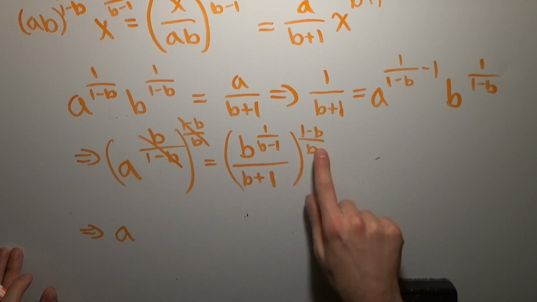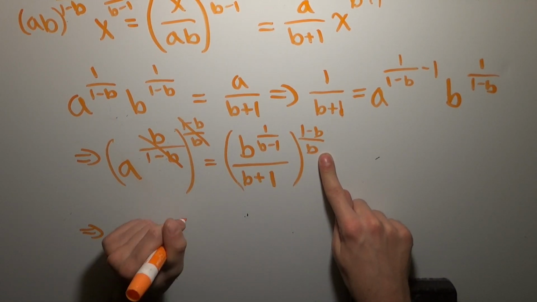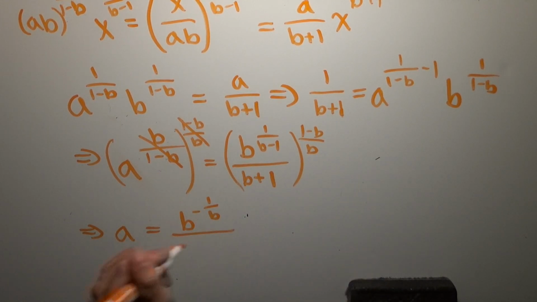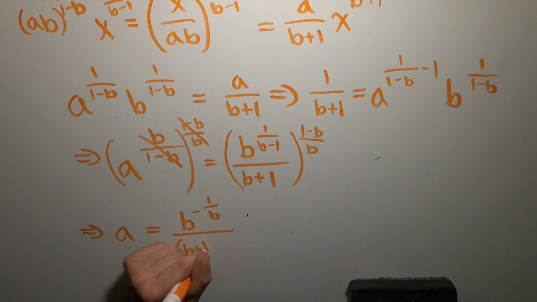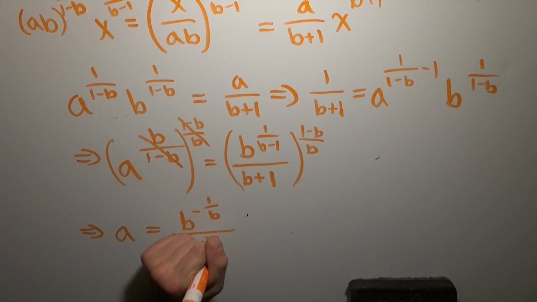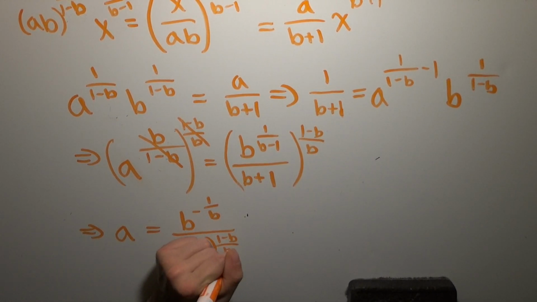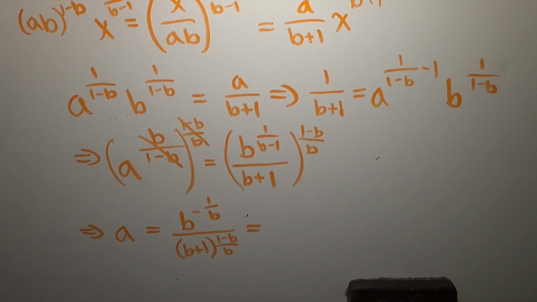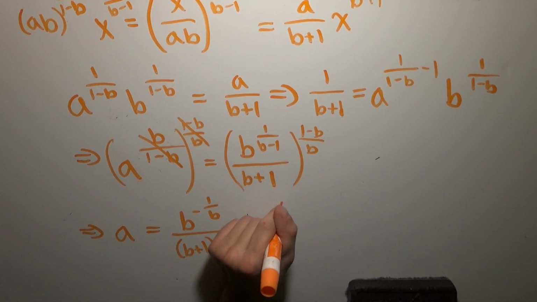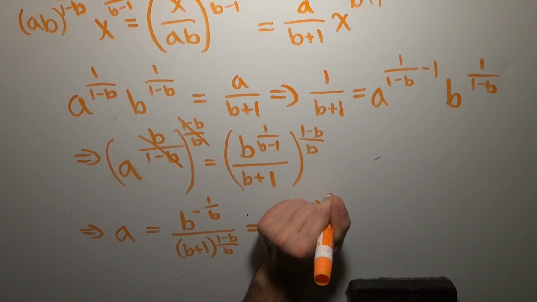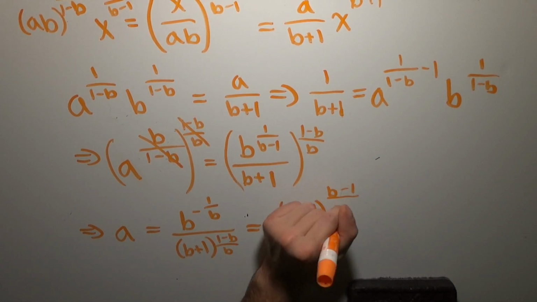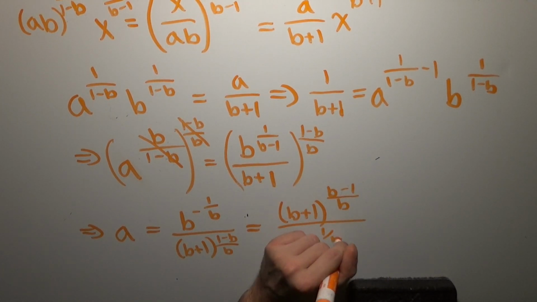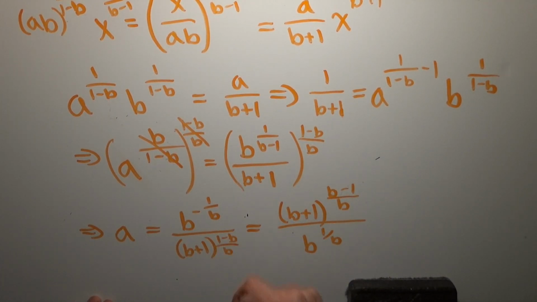So we're going to get b to the negative 1 over b in the numerator, divided by b plus 1 to the power of 1 minus b over b. We can sort of rewrite that so that the powers look a little bit nicer. And we end up with b plus 1 to the power of b minus 1 over b divided by b to the power of 1 over b. All I did was make both of the powers negative and swapped their positions.